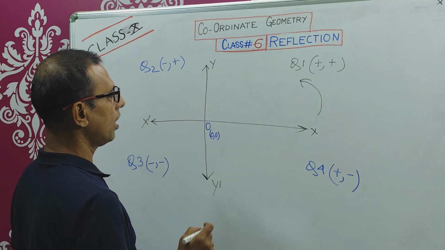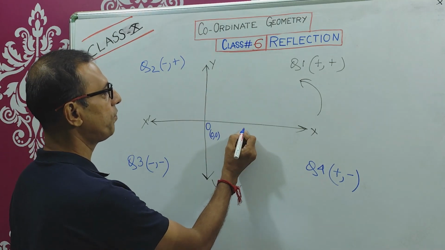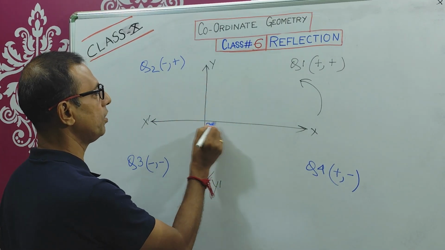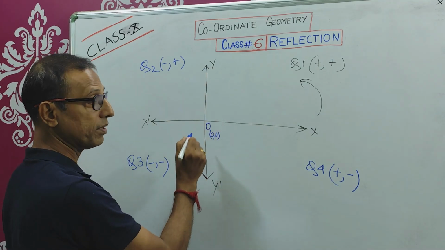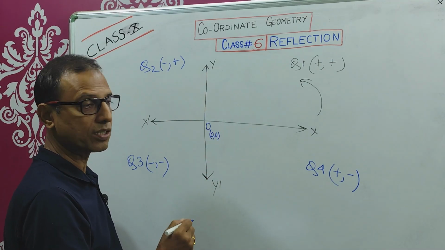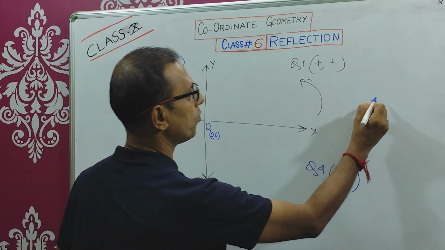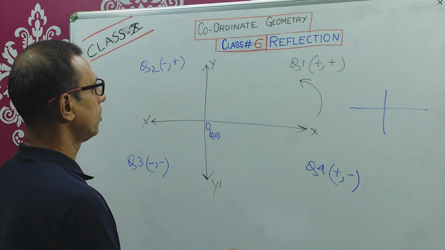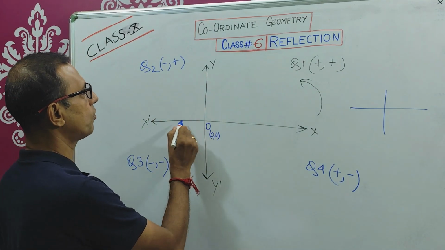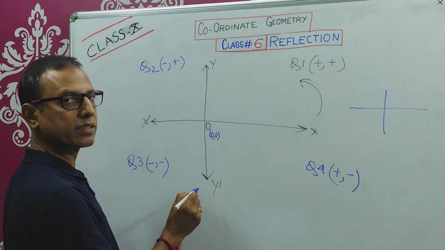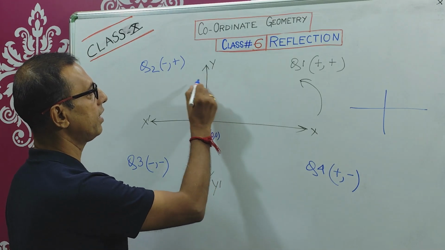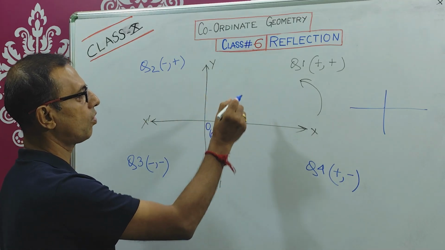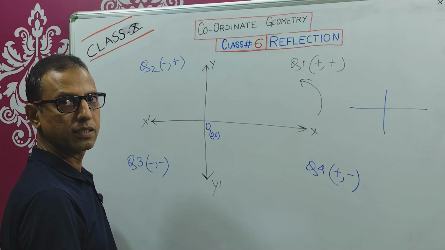Now, the mirror line could be anything. The mirror line could be your x-axis. The mirror line means the line on which the reflection will happen, because that is most important: you will calculate the perpendicular distance from the mirror line only. So the mirror line could be the x-axis or the y-axis, the object could be anywhere in any quadrant, and it can be reflected on the y-axis or x-axis.